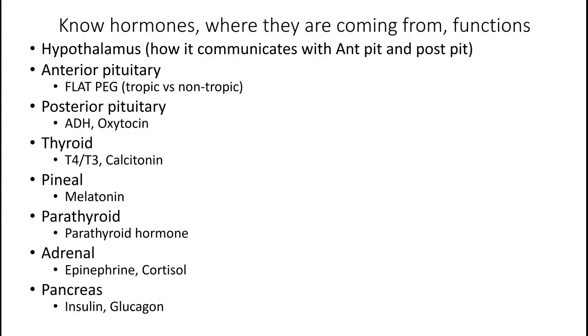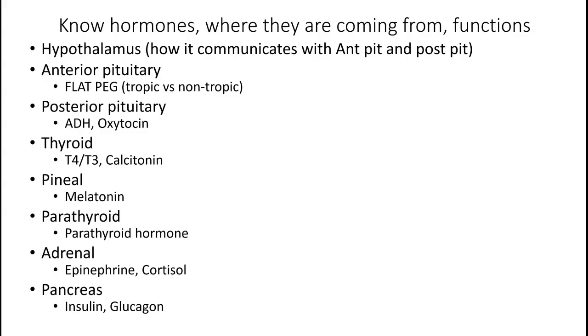Remember, the posterior pituitary is just storage. It's storing ADH and oxytocin. And the way that the hypothalamus communicates with the posterior pituitary is through a neural network. So when it gets word that, let's say, ADH needs to be released, then it sends a message by way of that neural network to the posterior pituitary to release ADH.